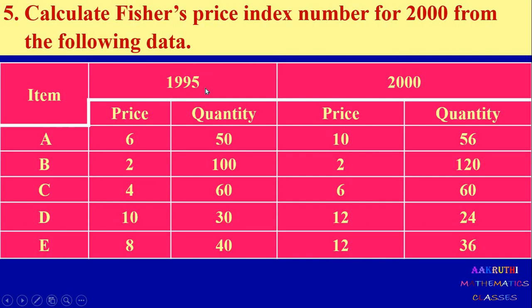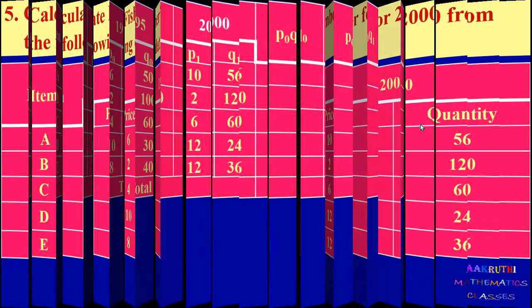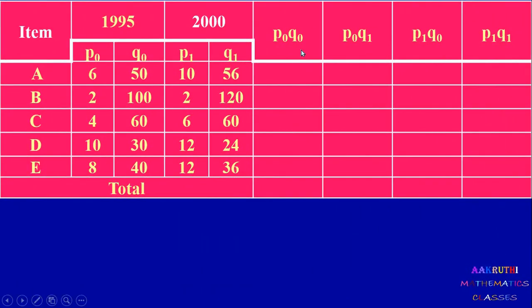So next problem, calculate Fisher's price index number for 2000 from the following data. Now here 1995 is base year and 2000 is current year. Base year price, base year quantities are given, and current year price, current year quantities are given. So in Fisher's price index number also we use both base year and current year quantities. So we have to write the table like this. So it is P0Q0, P0Q1, P1Q0 and P1Q1, all we have to calculate.